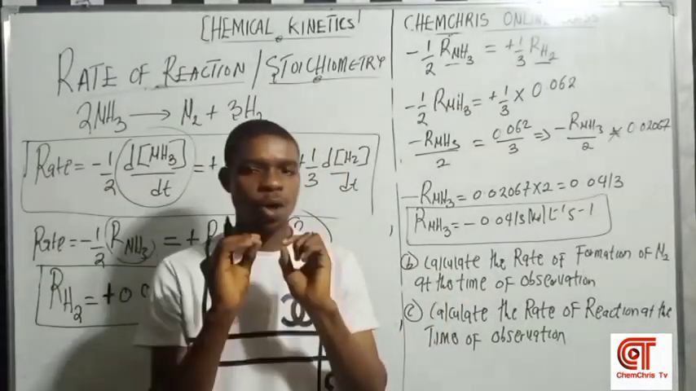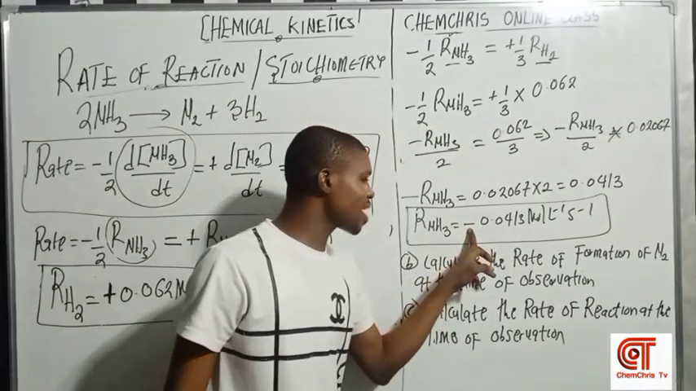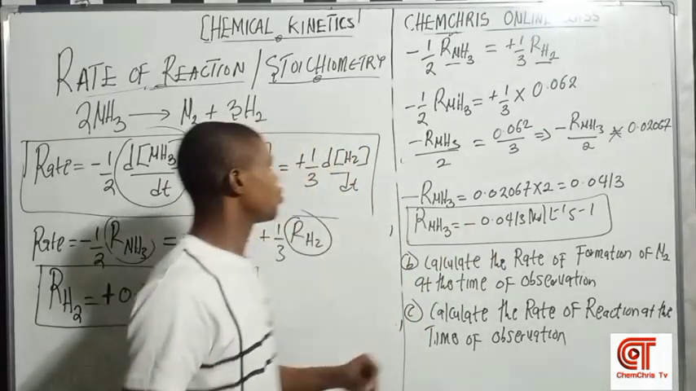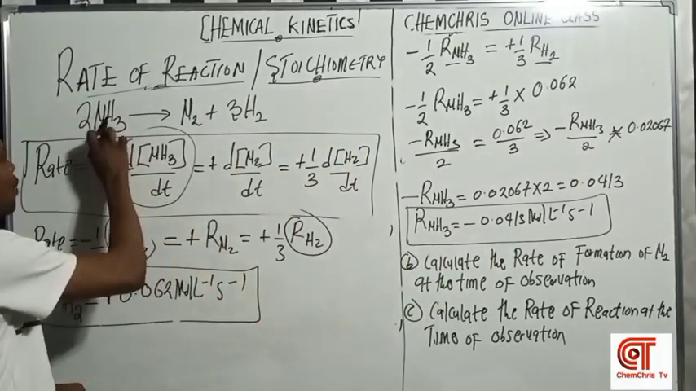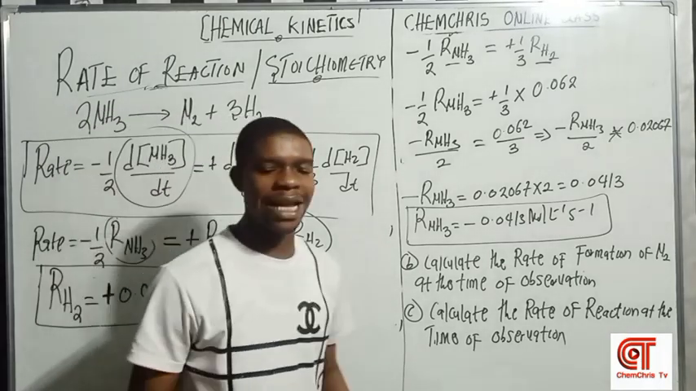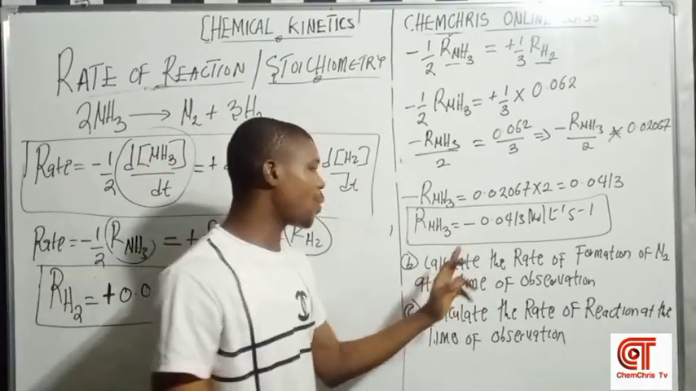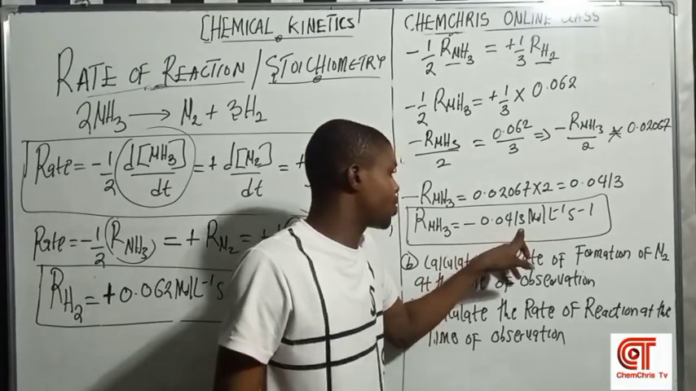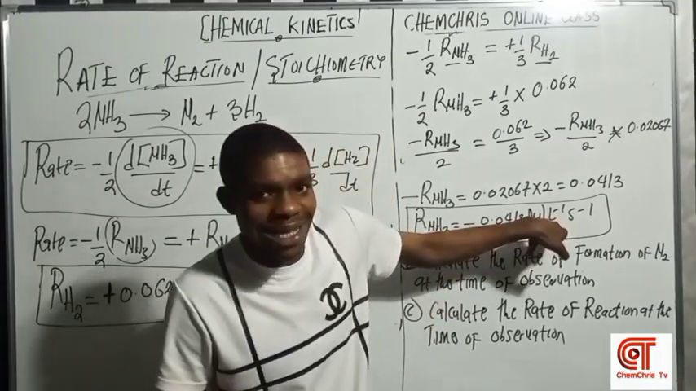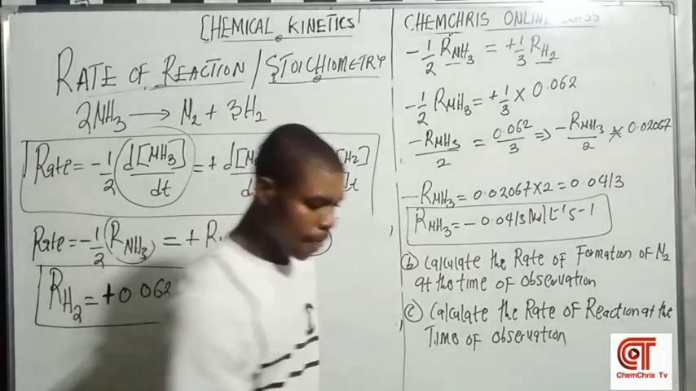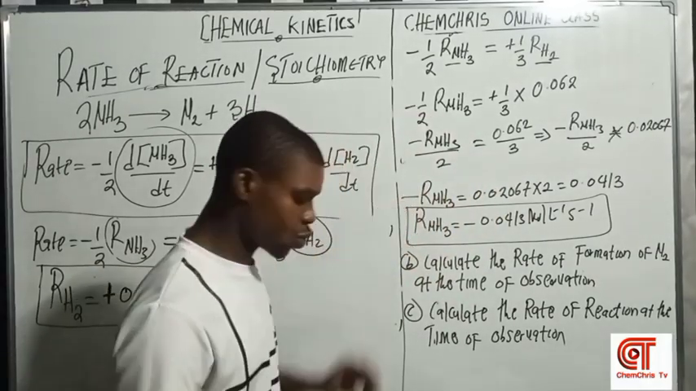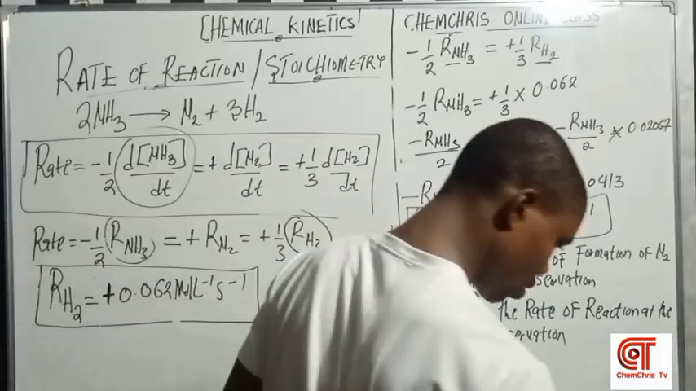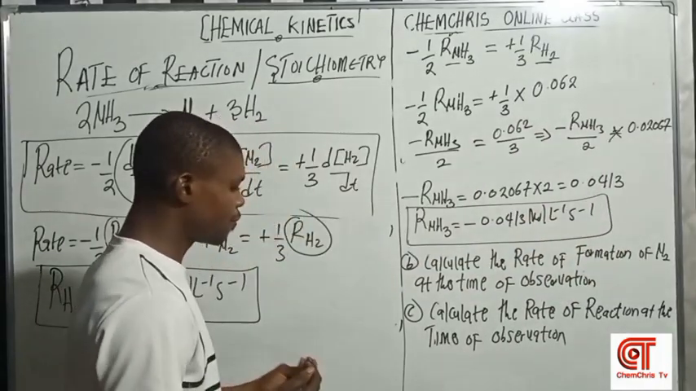Now, one thing you want to understand here is that this negative sign means decomposition. Ammonia will always decompose. Do you get that? It's always decreasing. So that's why we have a negative sign here. So it's going to be minus 0.0413 mole per liter per second. Do you understand? So that is it for the first one.